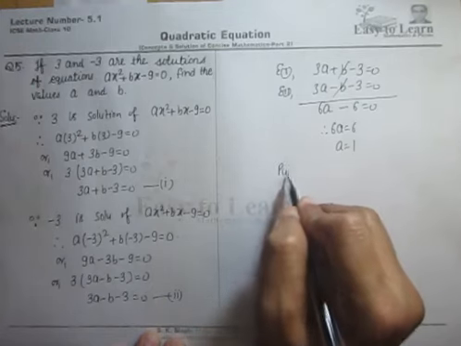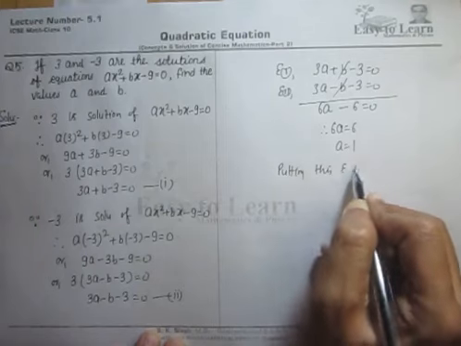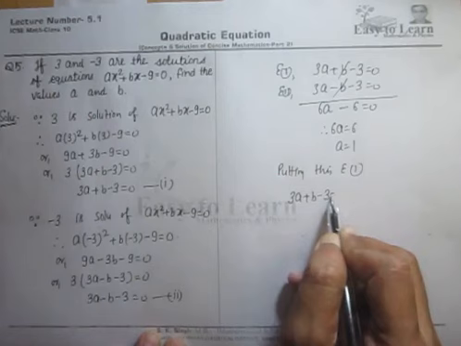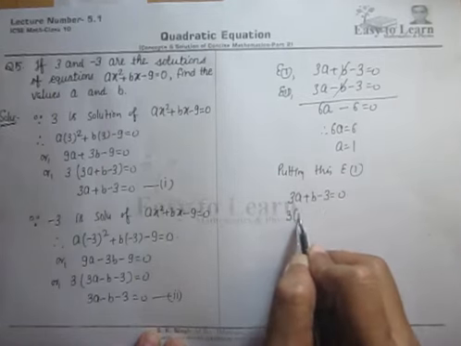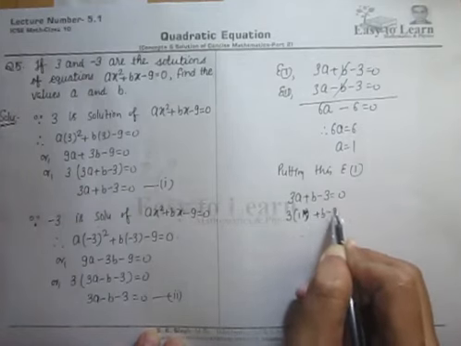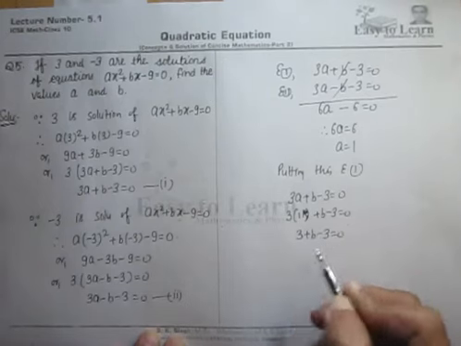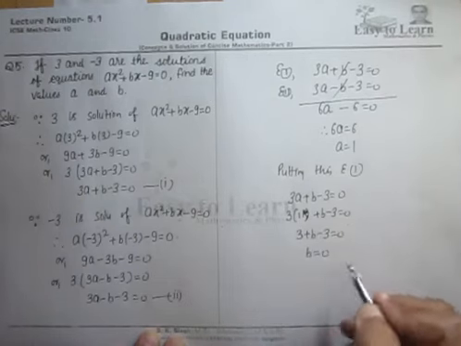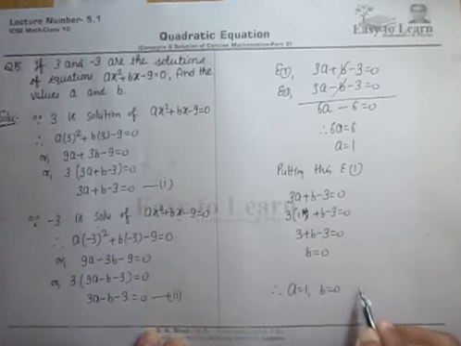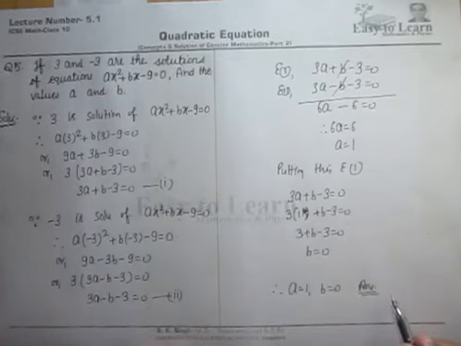Now putting this in equation number 1: 3a + b - 3 = 0. Put here a = 1. So 3 + b - 3 = 0. So b = 0. Therefore ultimately a = 1 and b = 0 are the values of a and b. So we have completed exercise 5a.